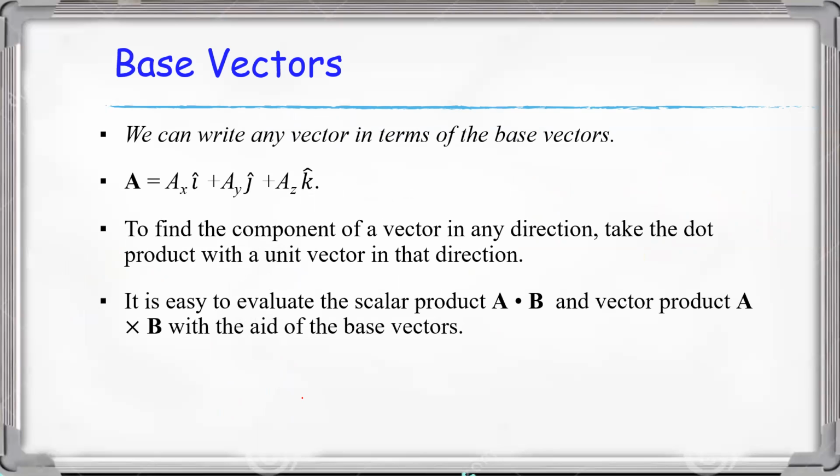Using the base vectors, we can represent a vector A. We know that in the previous class, we discussed a vector A can be expressed using its components Ax, Ay, Az. That vector can be represented using the base vectors as vector A is equal to Axi plus Ayj plus Azk.